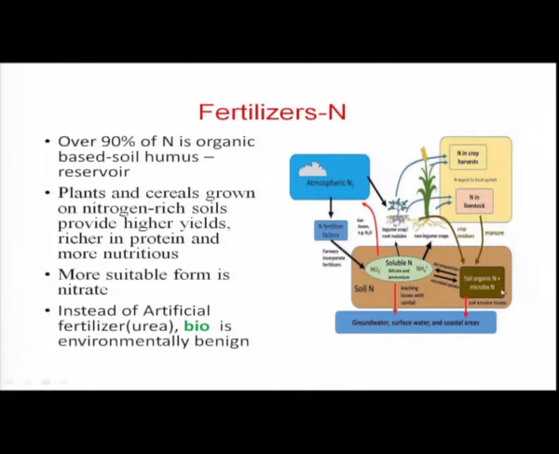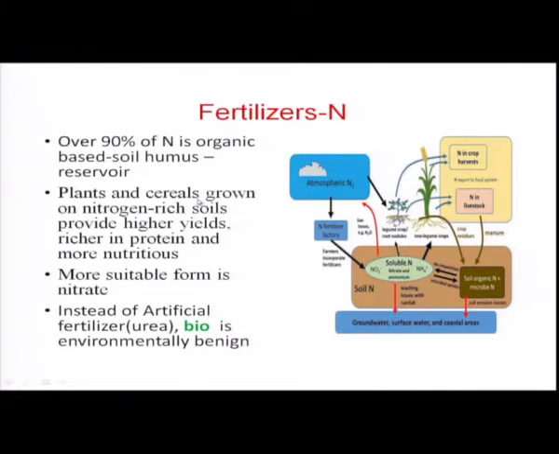Otherwise, nitrogen is cycled in the environment. Whenever plant materials die, the amino acids and proteins present in them are slowly converted into ammonia, and ammonia is again converted into nitrate. Mostly, plants take up nitrogen in the form of nitrate ion, which is available in the soil solution, and the plant roots pick up this nitrate.